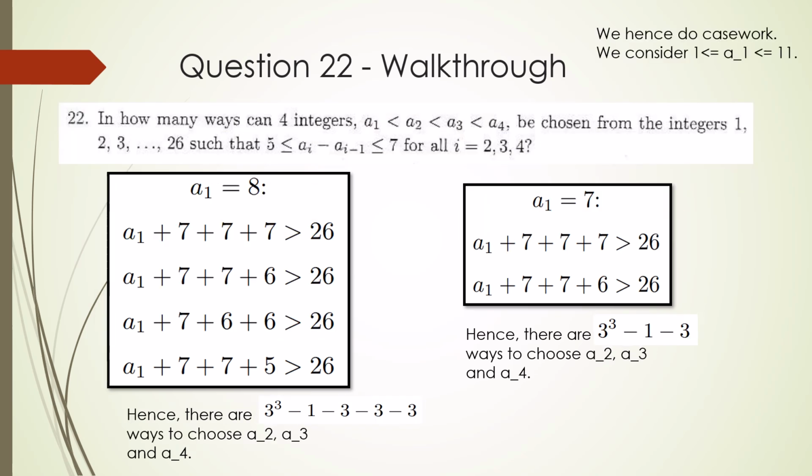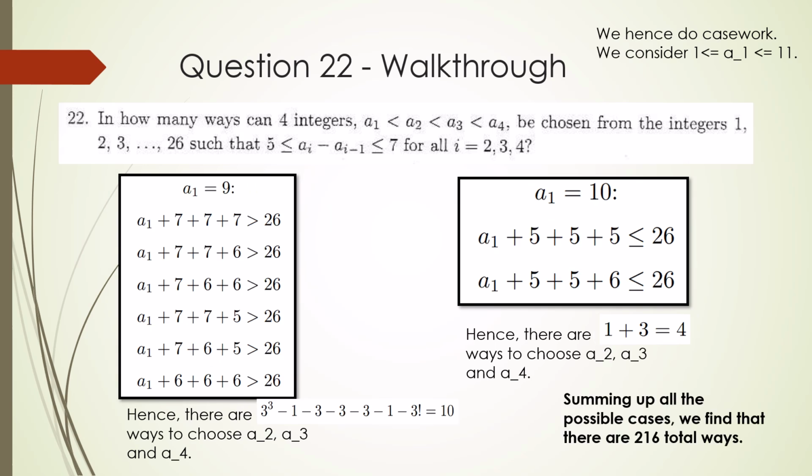And we can sort of repeat it throughout. And it's a rather tedious process, I might say. But we can repeat it for A1 equals 7, 8, and we're essentially doing the same thing. We're looking at the possible differences and their combinations and seeing which ones aren't allowed, right? And then after doing all that tedious work and summing it up, you find that there's 216 total ways.